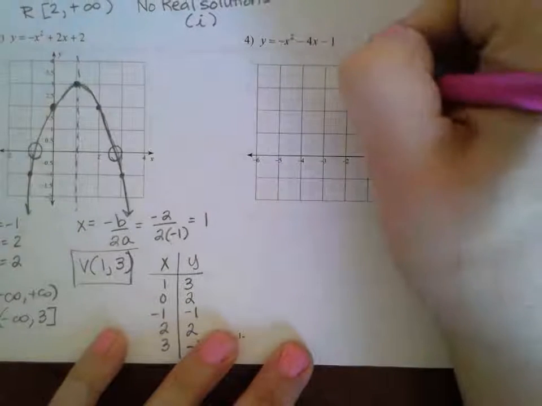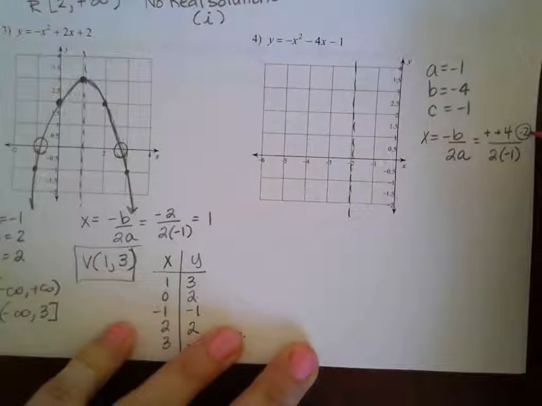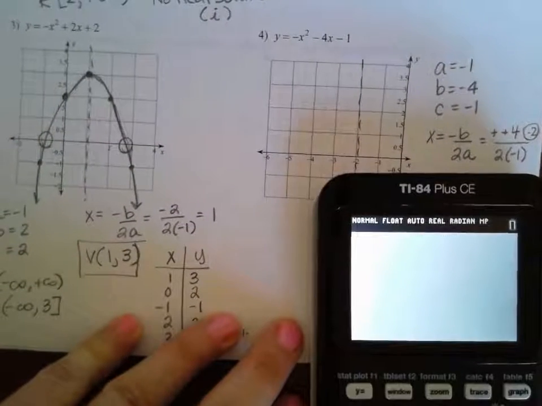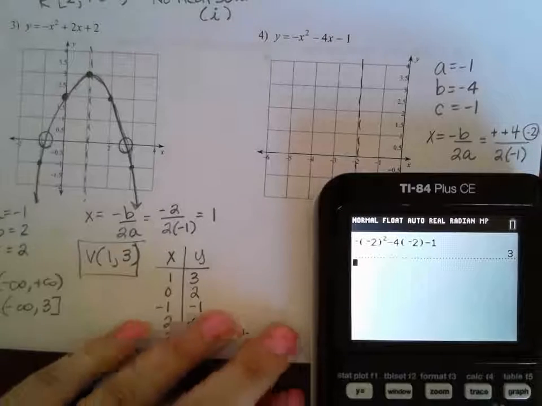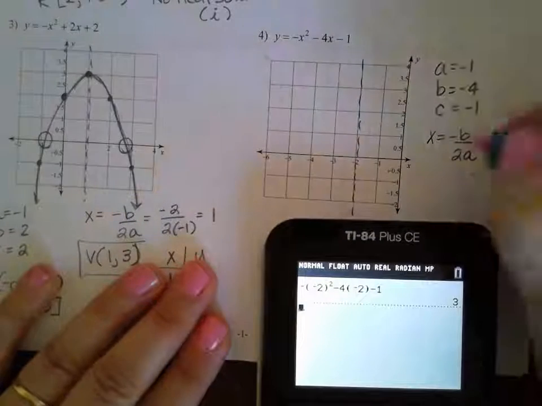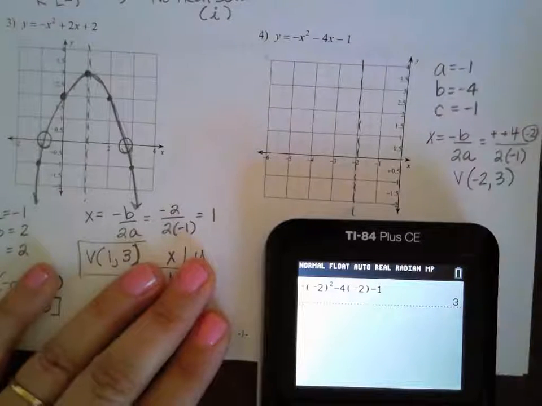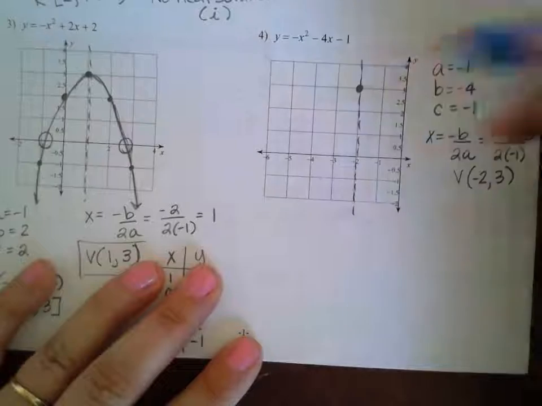So we go over to negative 2, and we make a nice dashed line. Now we're going to plug negative 2 in everywhere that we see an x. So on our calculator, we're going to have negative parentheses, negative 2 squared minus 4 parentheses, negative 2 minus 1. And we get 3. So our vertex is going to be at negative 2, 3. Graph that, go over negative 2 and go up 3 and put a point.